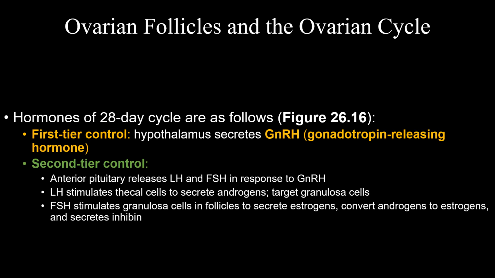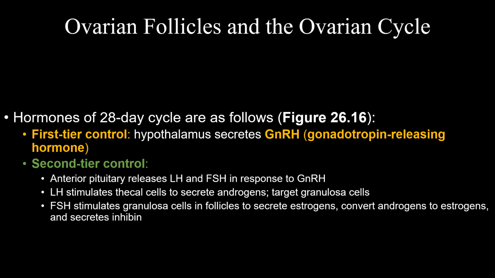So first, the hypothalamus is going to release gonadotropin-releasing hormone. Secondly, that GnRH is going to stimulate the anterior pituitary to release follicle-stimulating hormone and luteinizing hormone. And the follicle-stimulating hormone stimulates those granulosa cells in the follicles that secrete estrogens, and they convert androgens into estrogens, and they secrete inhibin. And the luteinizing hormone stimulates the thecal cells to create those androgens and target granulosa cells.